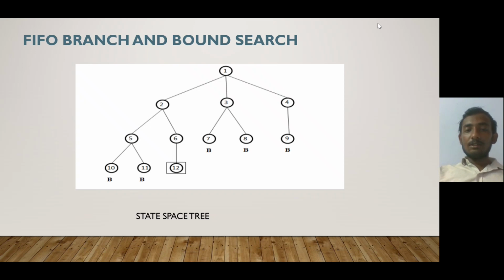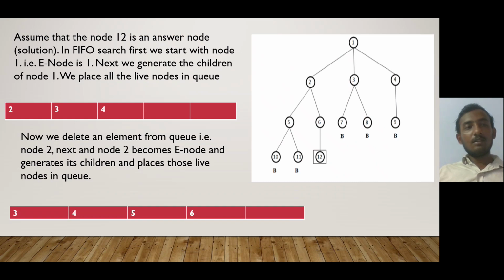After that, in the queue, the first element is 5. So we expand node 5. The leaves generated are 10 and 11. After that, 6. And we assume that there are no more children for 7, 8, 9, 10, 11, and 12. So these are going to be the leaf nodes. Let us assume that node 12 is the answer node.